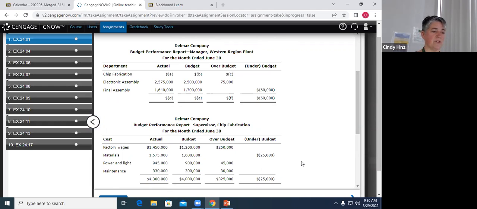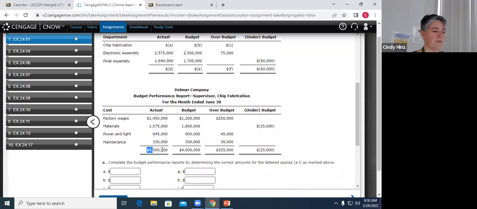And so our first answers for this exercise are going to be the totals from chip fabrication. The actual, which we have right here, the actual dollars that were spent in chip fabrication, $4,300,000. Letter B asks us for the total budget for chip fabrication, here.